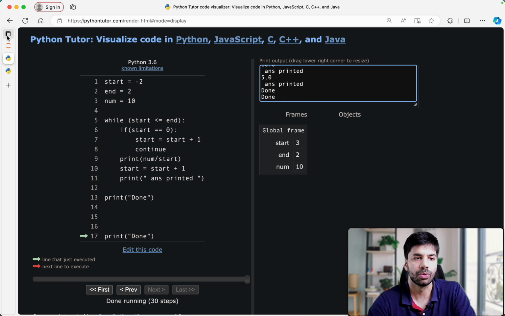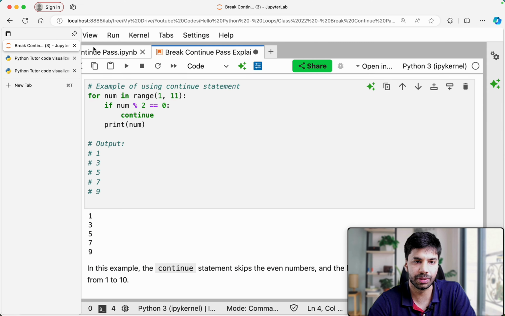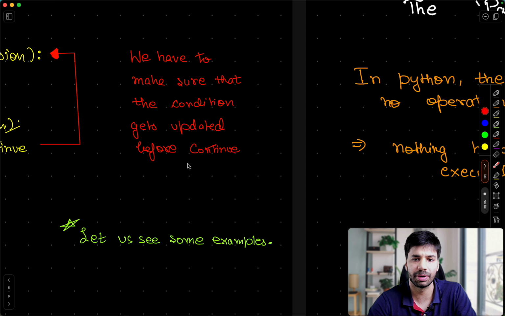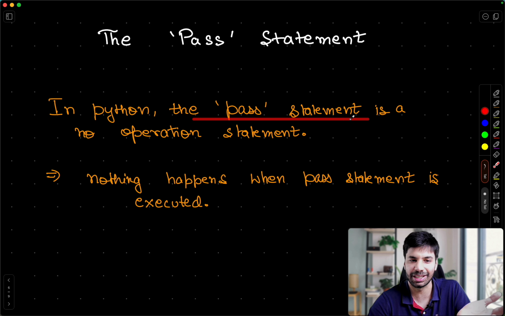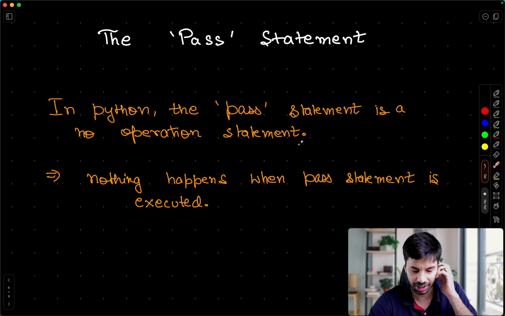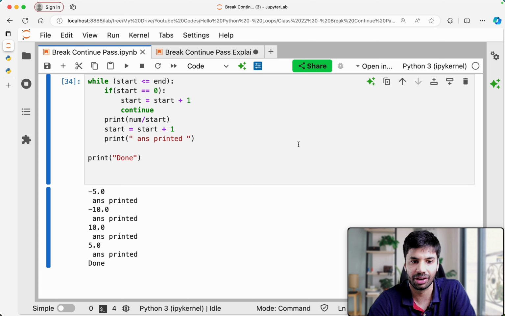Cool everyone. So I hope this is clear as well. Let us now move to one last statement. The next one is the pass statement. In Python, the pass statement is a no operation statement. So let's say if you don't want to do anything, how will you tell Python that? How will you tell Python that?